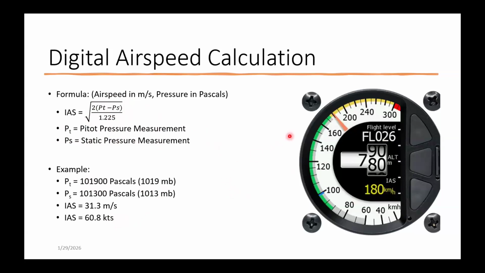LX Nav ADI. This is their digital airspeed indicator with a digital altimeter. And if you configure it, you can have a total energy vario over here on the right-hand side. So you can have this one instrument replace 3 instruments in your panel and gain space for 2 more.